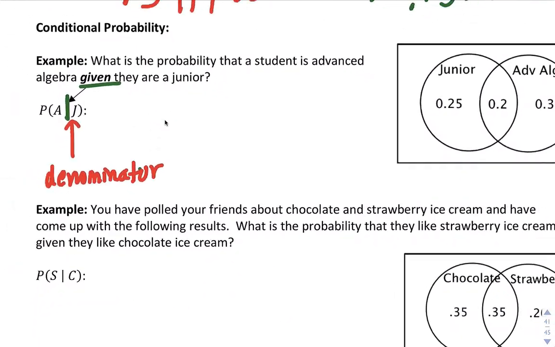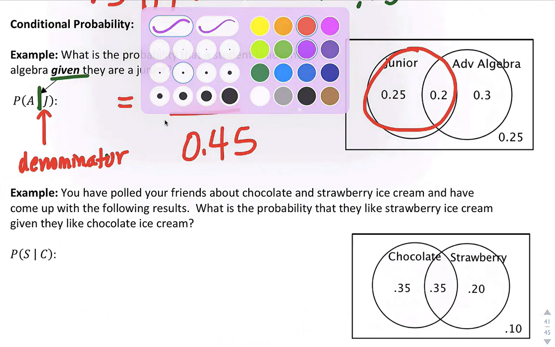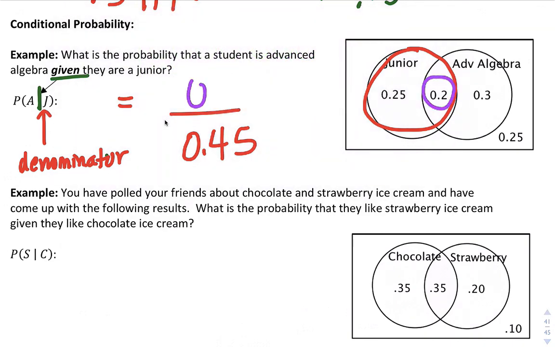Okay. So given that they're a junior, here's the junior circle. And so if we add those together, that would be 0.45 or 45%. So I'm going to put 0.45. All right, so that changes like the total that we look out of. We're just looking at juniors. What's the probability that they're in advanced algebra given that they're a junior? So let's look at the advanced algebra kids in that circle, 0.2.